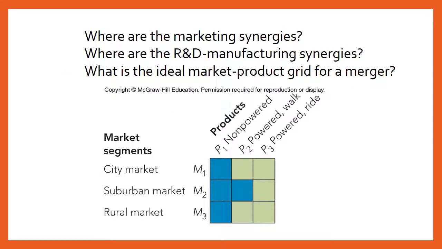So the real question is, where are the marketing synergies and where are the R&D synergies, and what is the ideal marketing product grid for a company? What this synergy approach talks about is different market segments and different products. The idea is we're going to match our products up with particular segments. And so the question is, how much differentiation do we have in products, and in how many different markets can we serve with those?